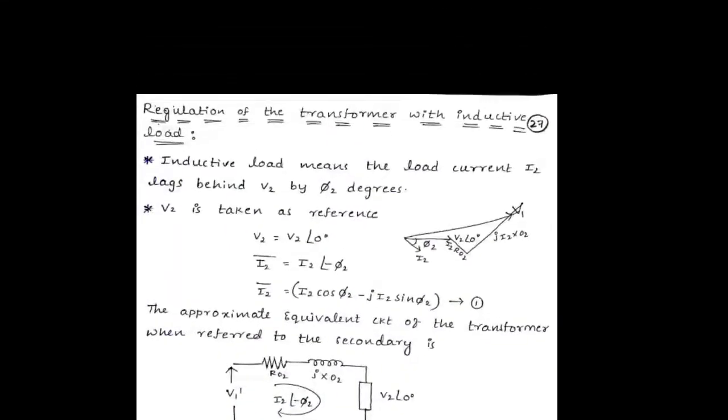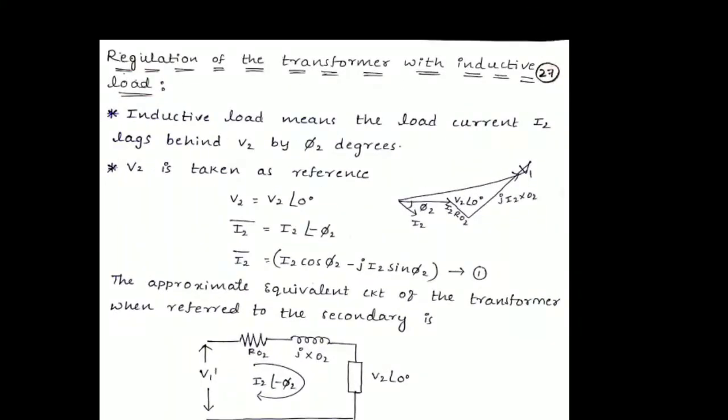See, here is the regulation of the transformer with inductive load. Now, in the previous slide, the secondary side current I2 is in phase with the secondary side voltage, so that V2 is at an angle 0 and I2 is also at an angle 0. But here we are considering the inductive load.